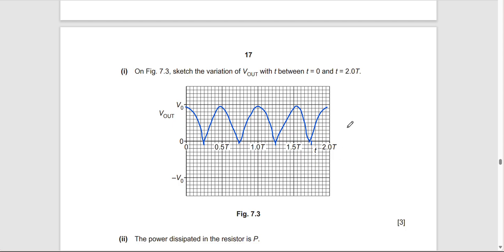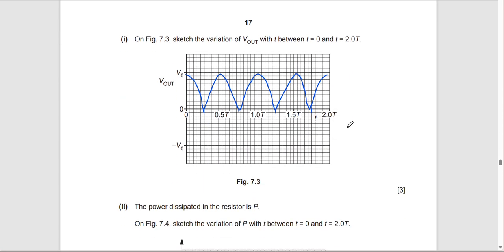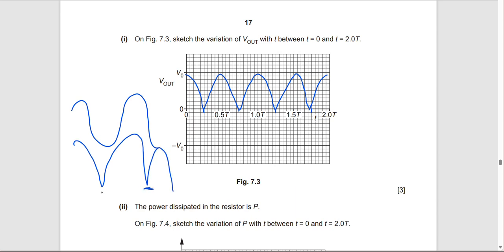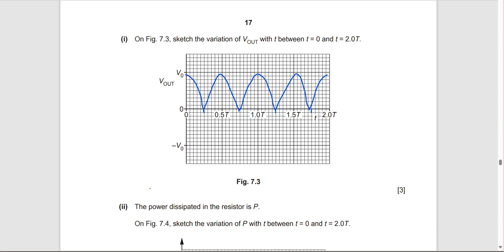Right, that's all you do, and make sure that these peaks here are sharp, they are not smooth. They shouldn't be like this. They should be like that, and then another jump, and then another jump with these sharp troughs. Okay, all right. That's how you get your 3 marks.